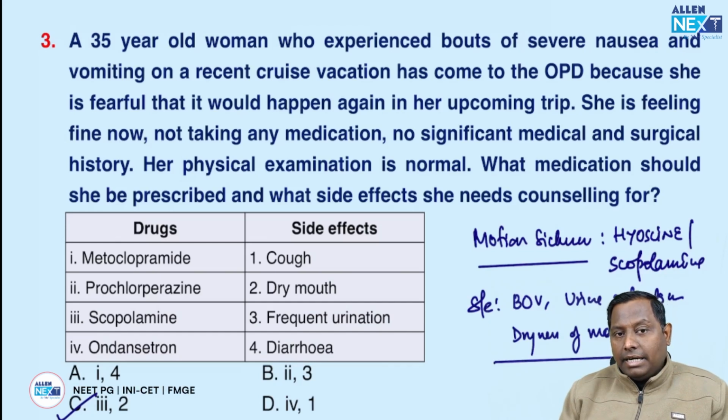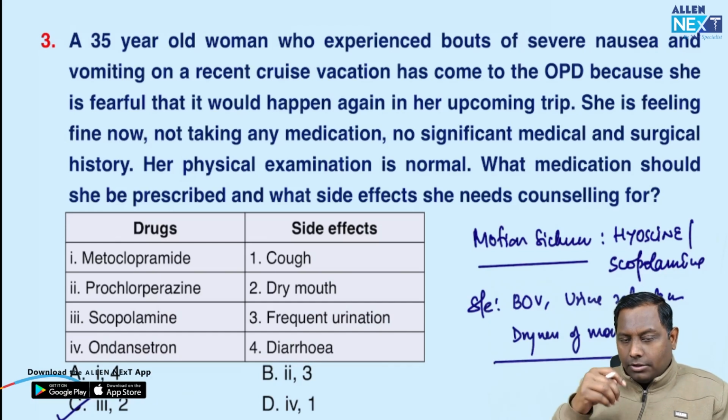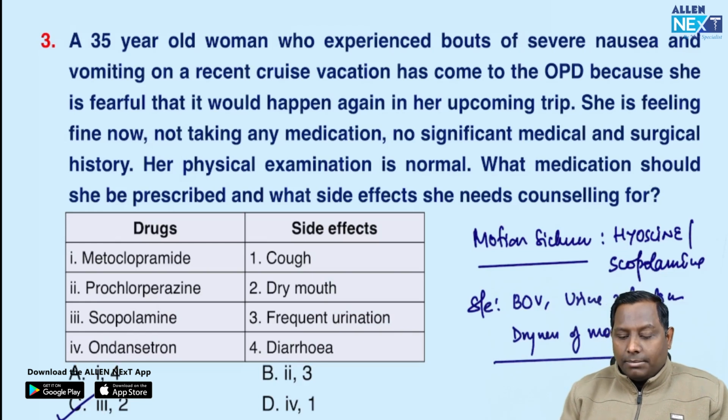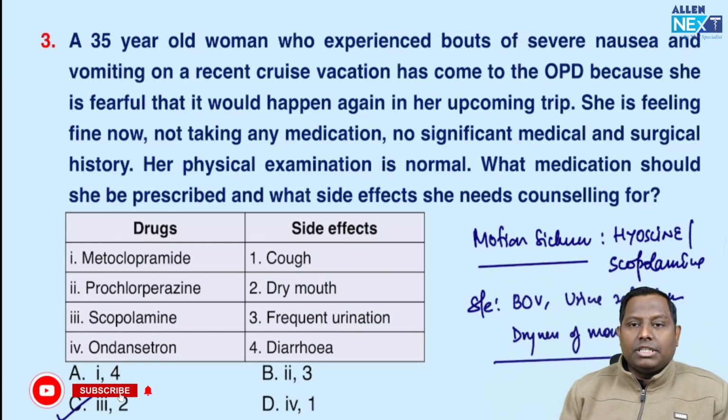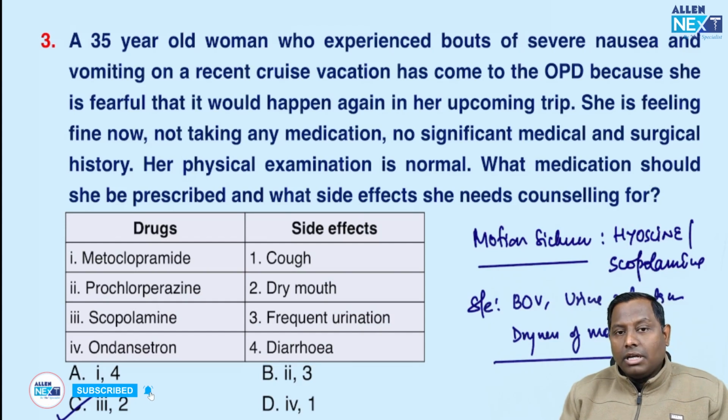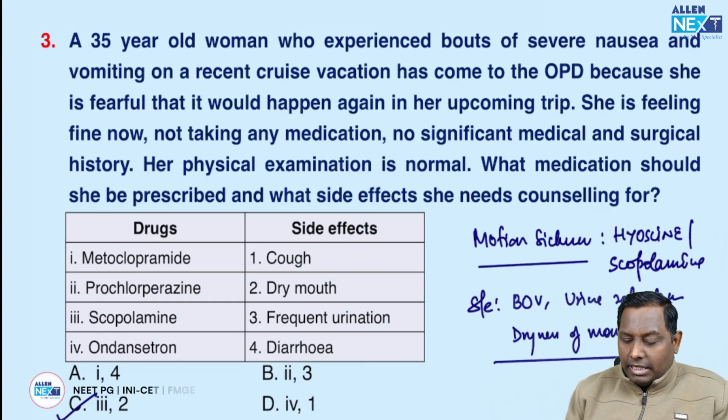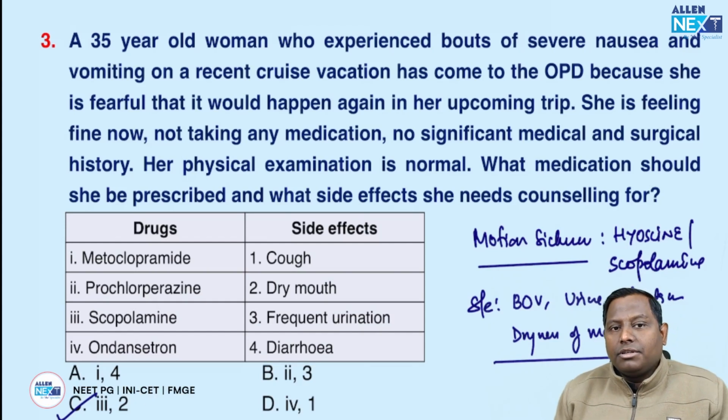Prochlorperazine, that is again an antipsychotic drug, can be associated with problems like extrapyramidal symptoms. Is there frequent urination? No, there is no such effect like frequent urination. And ondansetron is the drug of choice for nausea and vomiting. It will not be associated with cough.